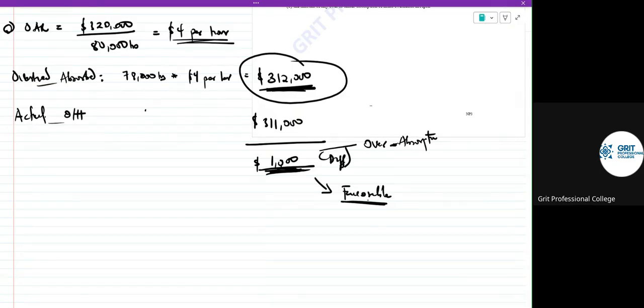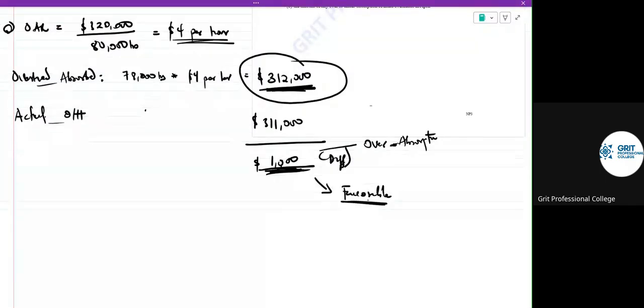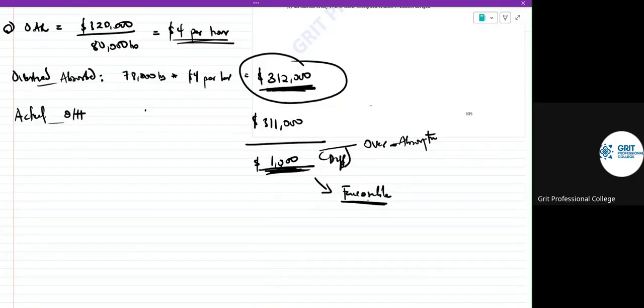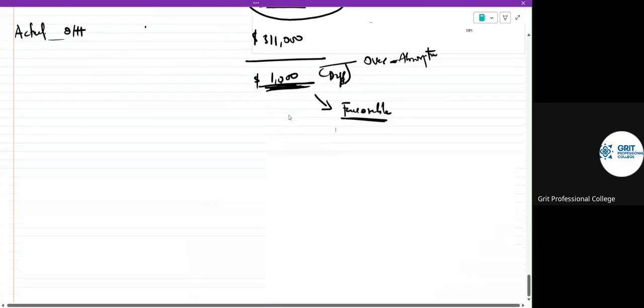Because your cost actually turned out to be lower than what you thought it would be, that is good for you. It leads to much more increased profitability. That is all. I hope that is clear. All right, so that is about that.